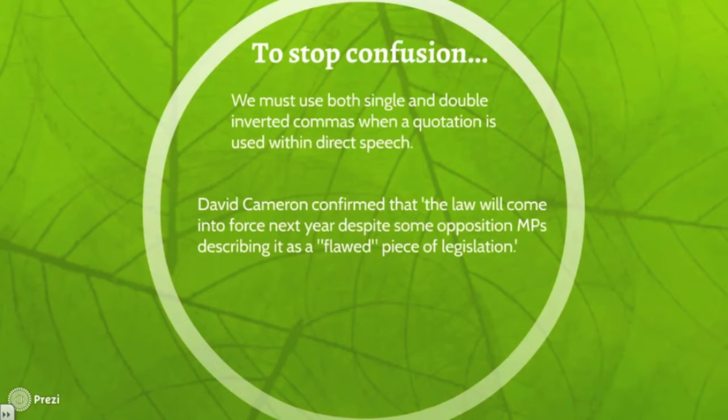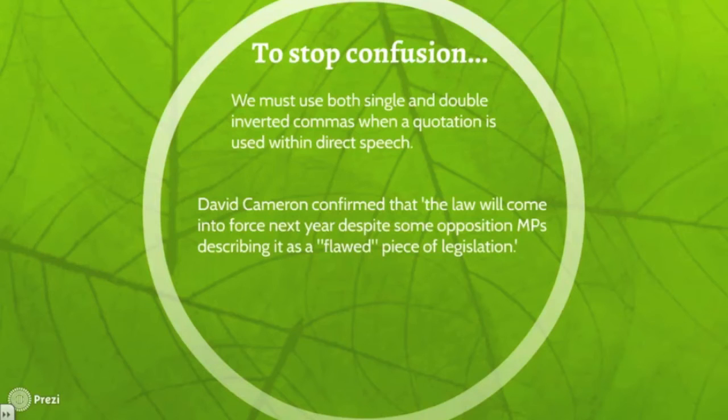Now, to stop confusion, sometimes we need to use both single and double inverted commas when we're quoting somebody. And that's often when you are quoting what somebody said, and in their conversation they are talking about what somebody else has said, so it can get a little bit confusing. So in that case, if we are consistently using single inverted commas to quote throughout our text, then we use double inverted commas within that quote. Now, if you're consistently using double inverted commas throughout your text, then you would use single inverted commas within your quote.